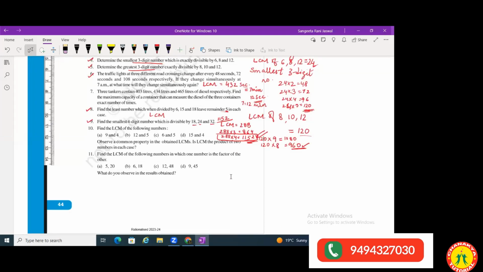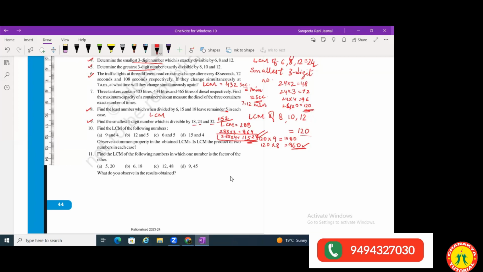Okay, now, which is the next question? Find the LCM of the following numbers. Oh, these are direct questions. 9 and 4, 12 and 5. Observe the common property in the obtained LCM. Is LCM the product of the two numbers in each case?